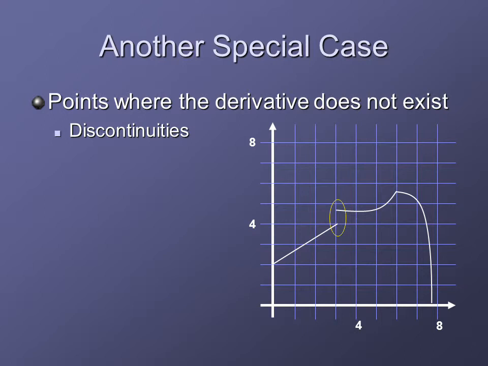Now, if we were to draw a tangent to this point, it would look like that. If we were to draw a tangent to this point, it would look like that. And so there is no one single tangent that represents both sides of this discontinuity. And so there is no single value for the slope of the tangent at this discontinuity. And so you say that the derivative does not exist at this particular point. And in fact, at all discontinuities, the derivative does not exist.